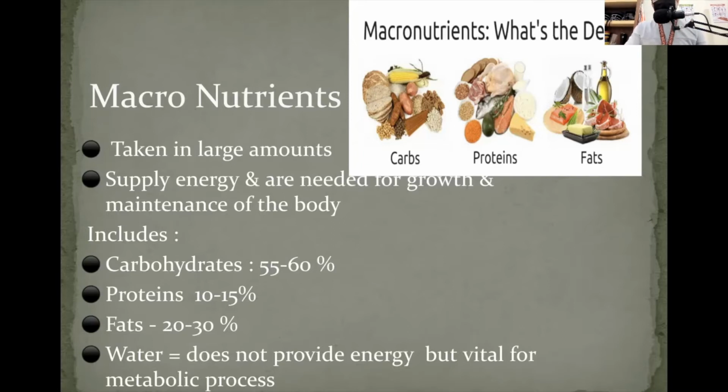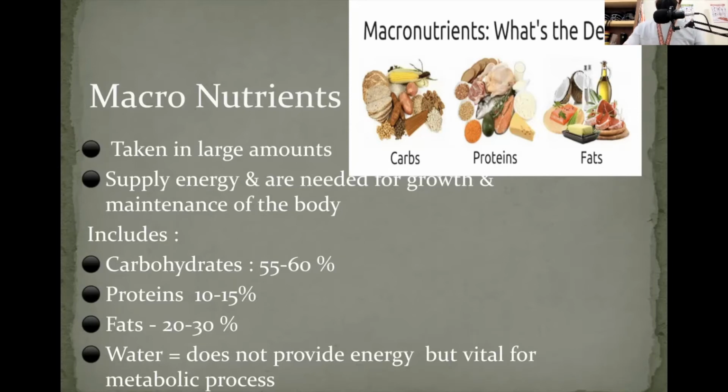In an Indian meal, this should be the distribution of the portion. 55% to 60% of the total plating should be carbohydrates. Later on, I will be telling you what foods are a good source of carbohydrates, and some example foods. 10 to 15% of the portion should be protein, and 20 to 30% should be fats.